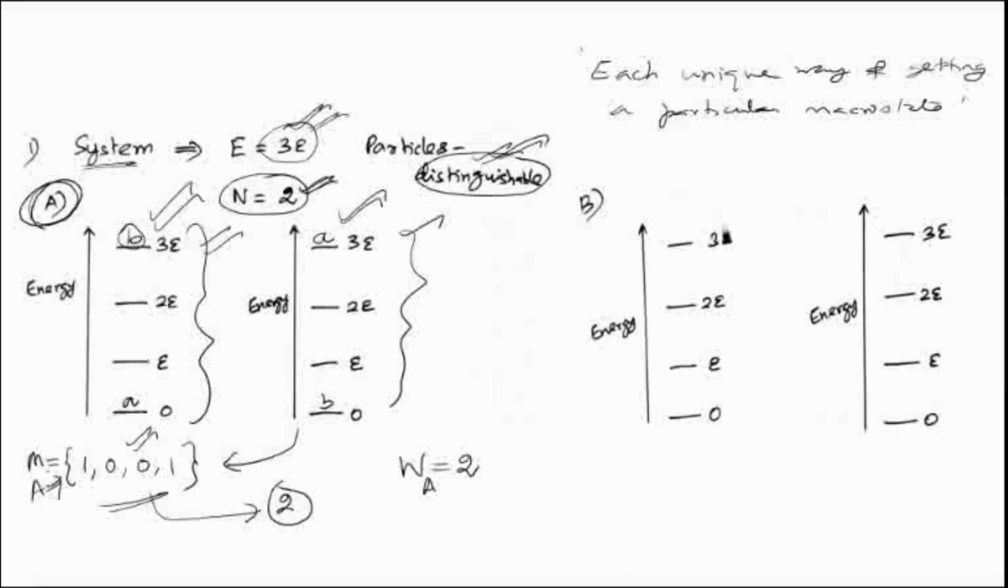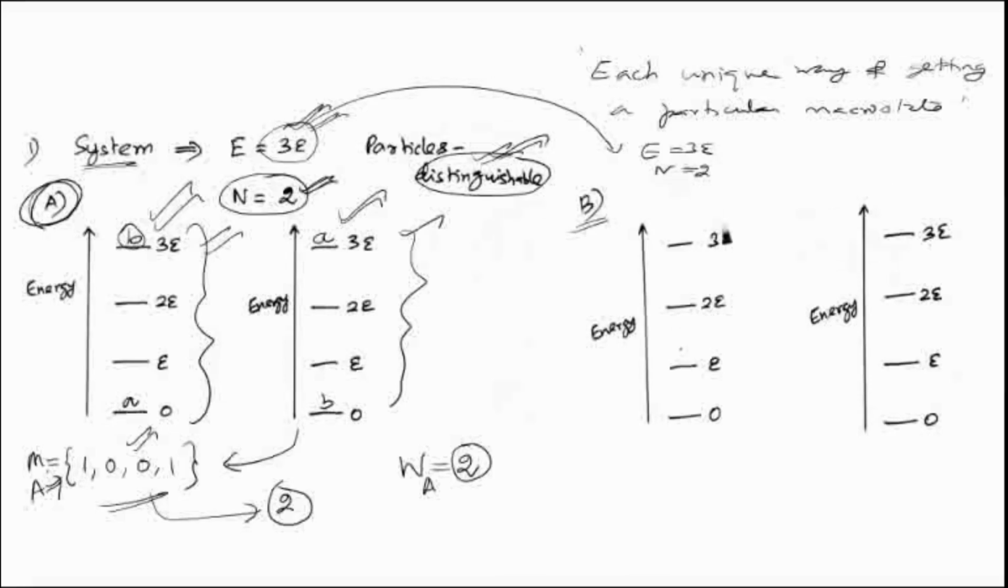This macrostate A has two possible microstates. Now let me give another macrostate for this, keeping the total energy 3E. The total number of particles is 2. I'm going to give another distribution.